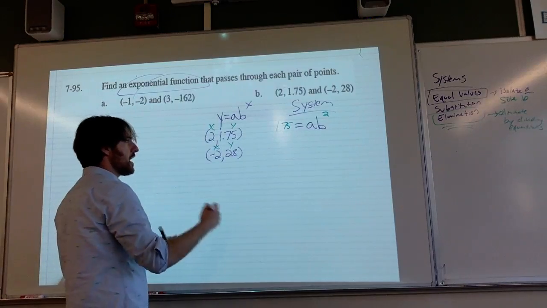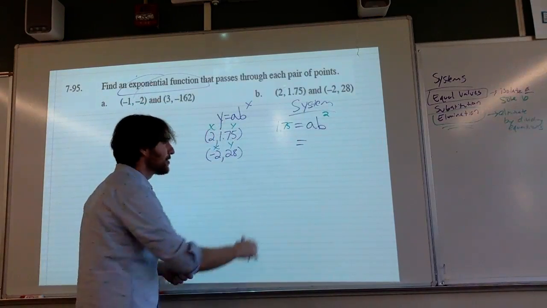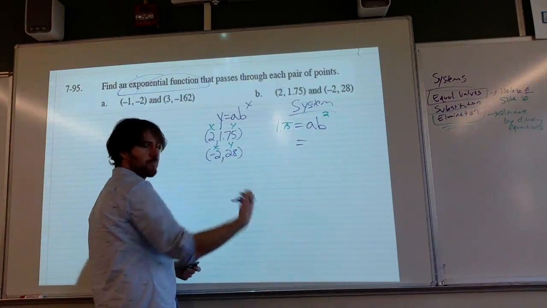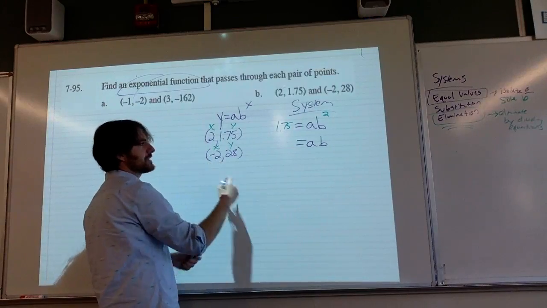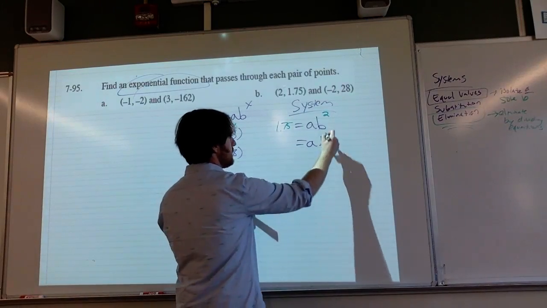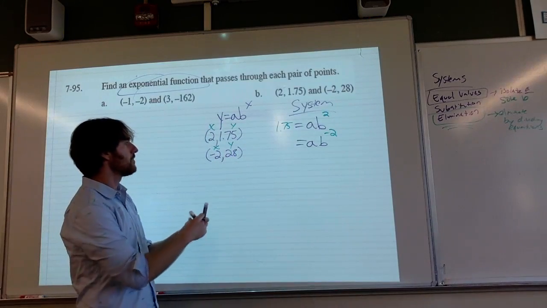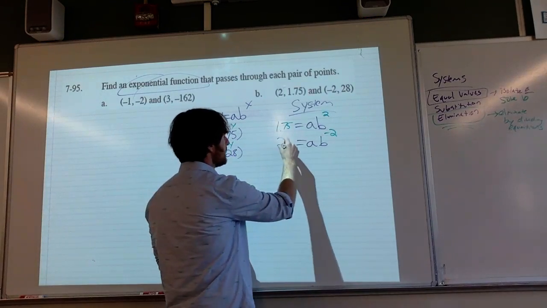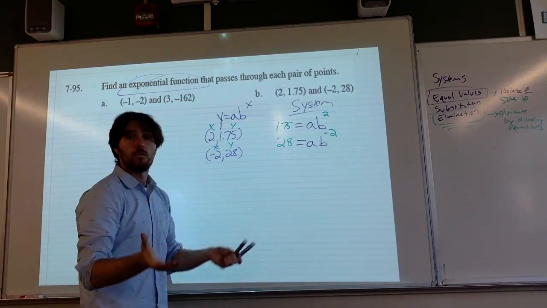Another point we know will work in the equation that we'll eventually get, right? So we're kind of starting using stuff that works in the equation before we actually have the equation yet. This one is when x is negative 2. Remember, x is the exponent in an exponential function's equation, and 28 is your y. Okay, up here. We got it set up.